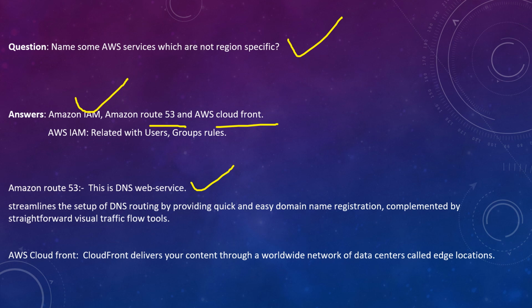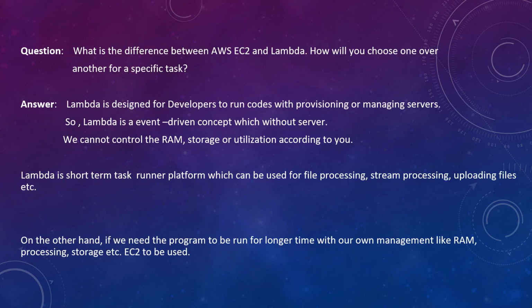Next is AWS CloudFront. AWS CloudFront delivers your content through a worldwide network of data centers called edge locations. So these are some examples of non-region specific services that exist in AWS. One more thing, guys, from AWS IAM we can manage the users, groups and roles. Coming to the next slide.